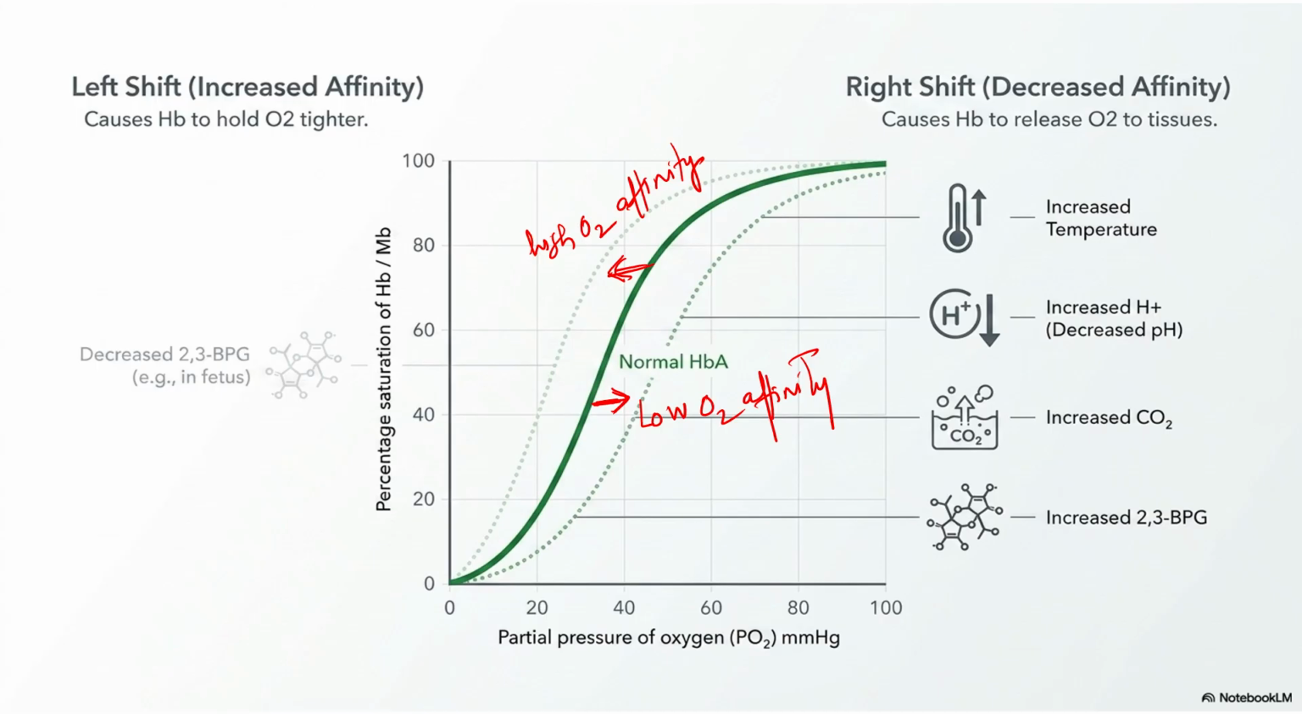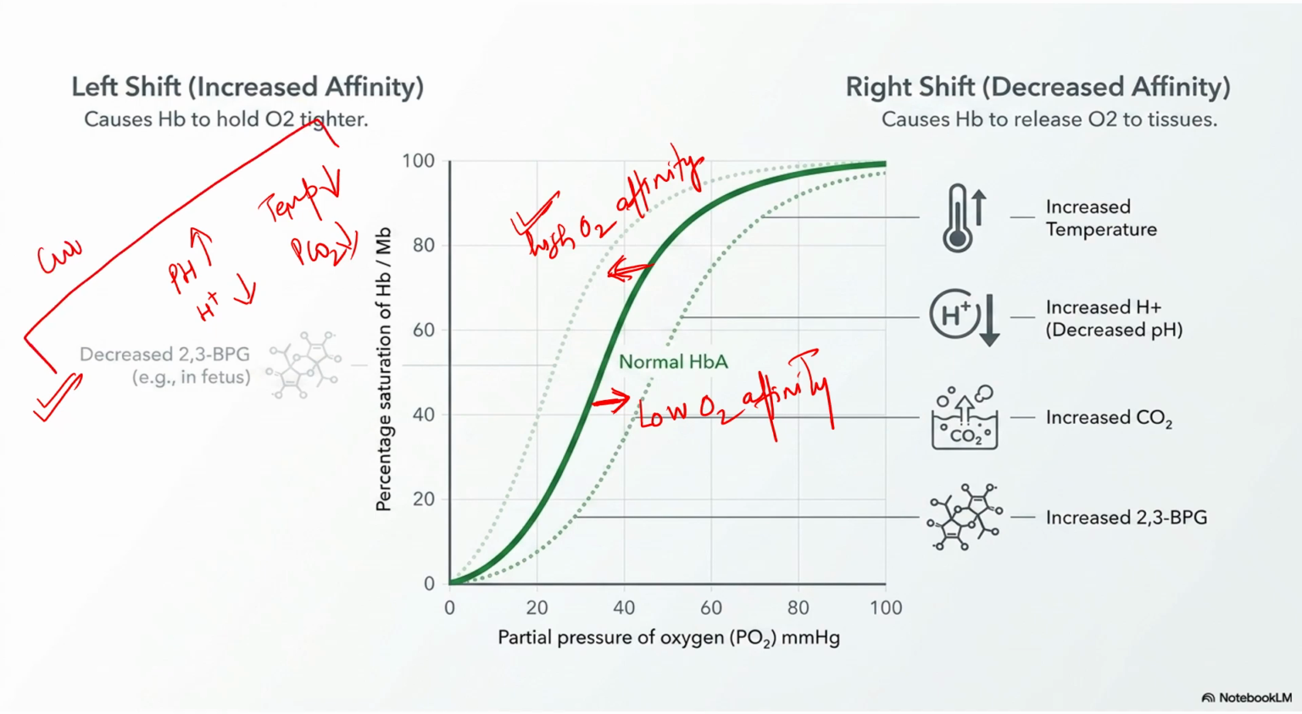So the curve is shifting to the left in the case of fetal hemoglobin because of the decreased 2,3 BPG effect, which is not there much. It is shown by fetal hemoglobin, clear, and pH is high. The pH is high means protons are less, temperature is less, and carbon dioxide partial pressure is also less. So in these conditions, the curve will shift to the left. And this is the main point for the fetus, fetal hemoglobin.